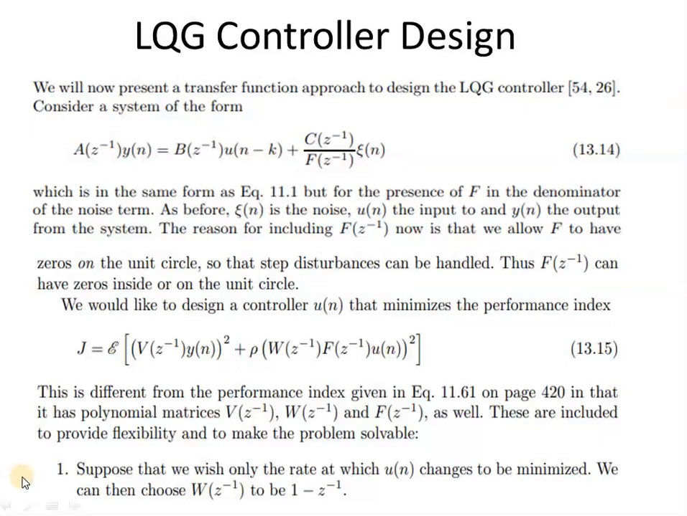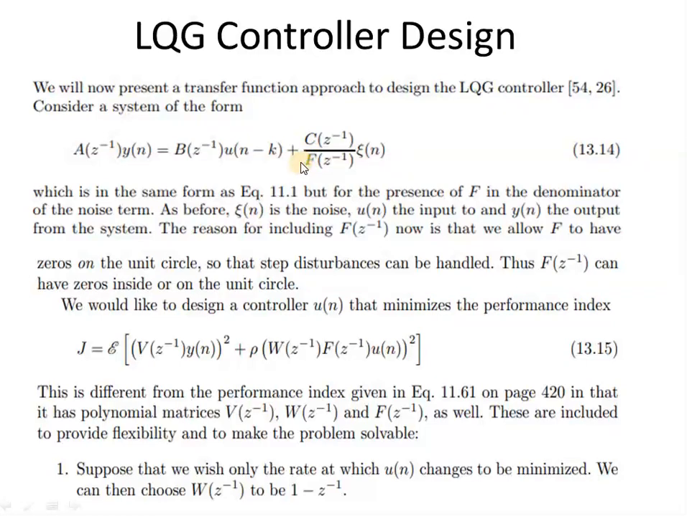Here we apply the transfer function approach to design the LQG controller. Consider a system of the form A(z^-1) y(n) = B(z^-1) u(n-k) + C(z^-1)/F(z^-1) ζ(n). This is the same equation which you studied in the identification chapter. In this, y(n) is the output, u(n) is the input, the minus k represents a delay of k units in the system, and ζ(n) represents the noise.